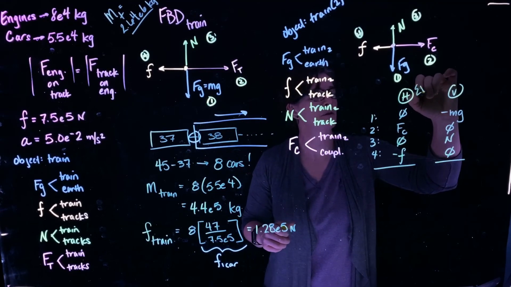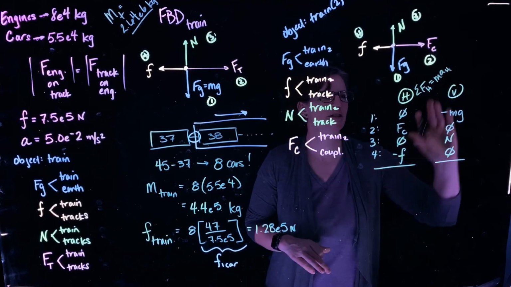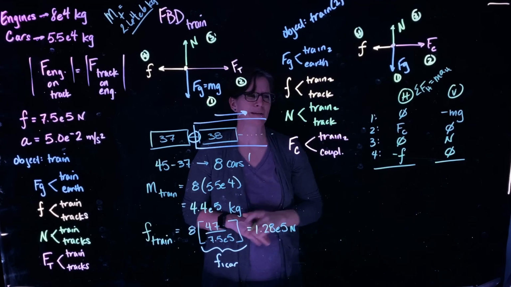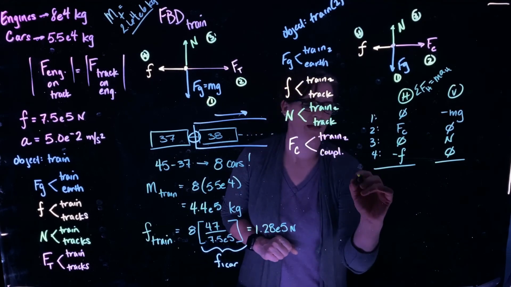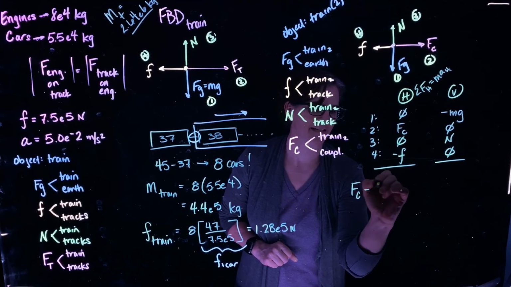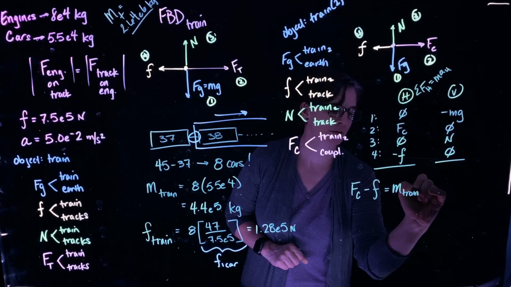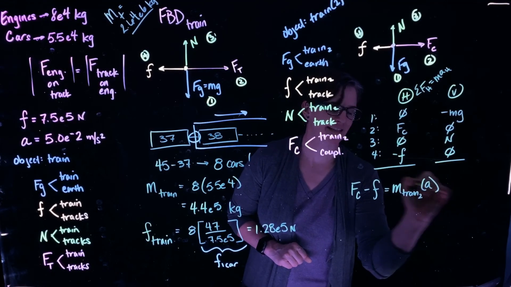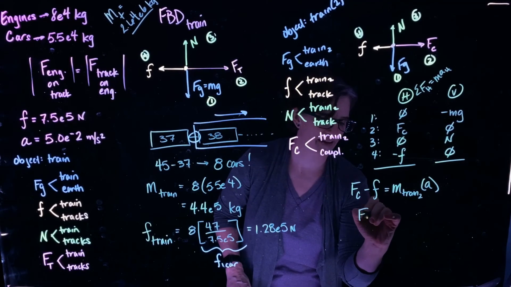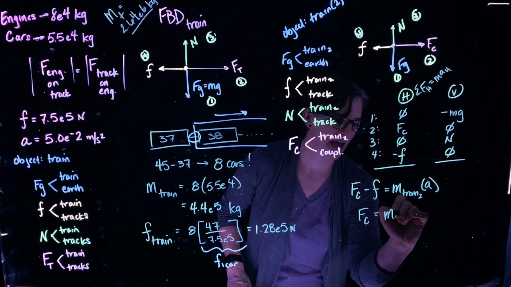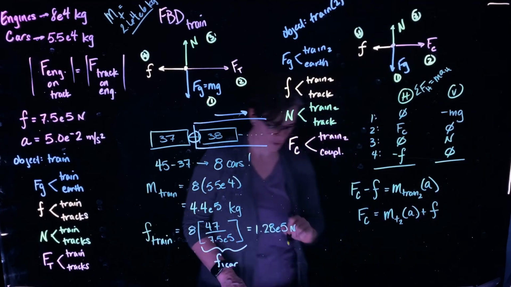The sum of these forces horizontally is equal to the mass times the horizontal acceleration. Since I'm interested in that coupling force, we're going to ignore the vertical direction. It's not important for our problem. And so we have the force of the coupling minus the frictional force has to equal the mass of train 2 times the acceleration. And so if I solve for my coupling force, it is equal to the mass of T2 times the acceleration plus the frictional force.